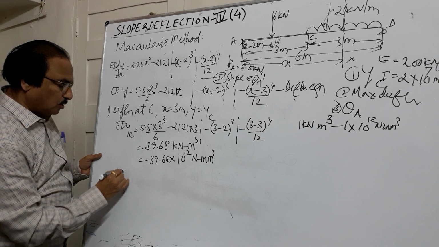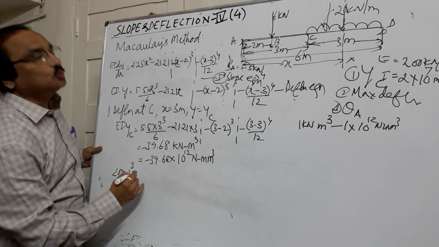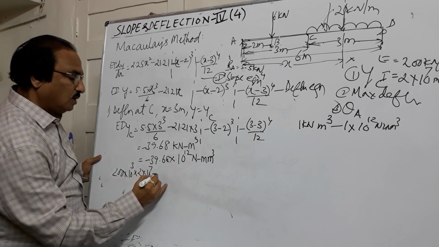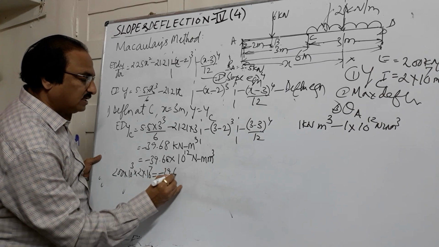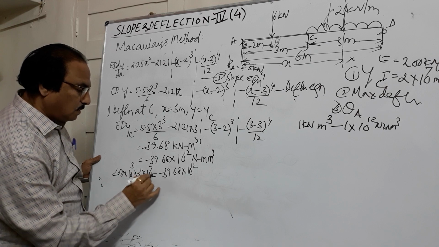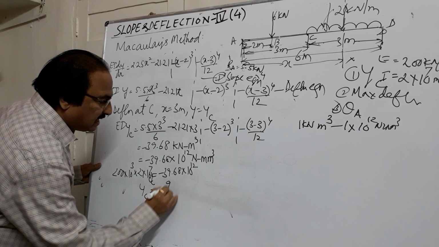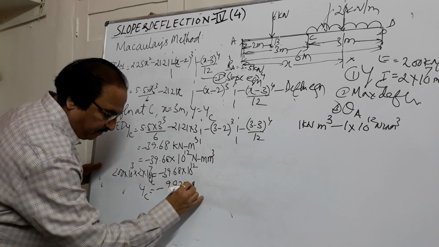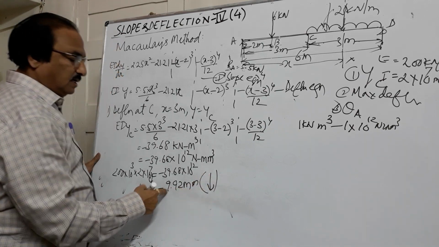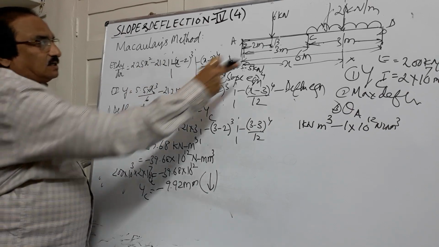E is 200 kilonewton, so convert it into Newton, into I is 2 into 10 to the power of 7, is equal to minus 39.68 into 10 to the power of 12. So if you simplify, you get YC equal to minus 9.92 mm. Negative indicates the deflection is downwards. Negative is downwards, positive is upwards. So you got the deflection at C.